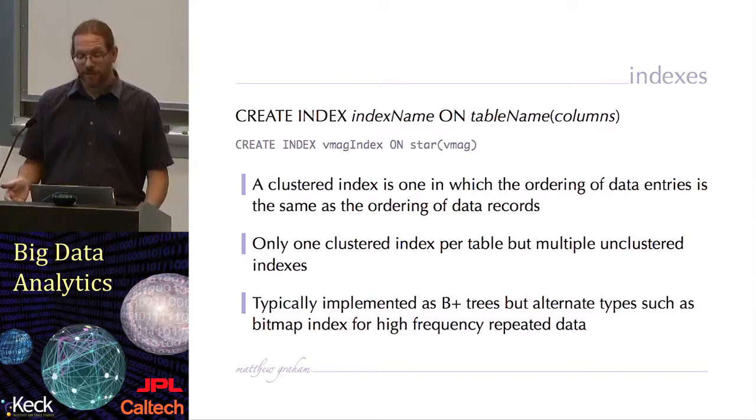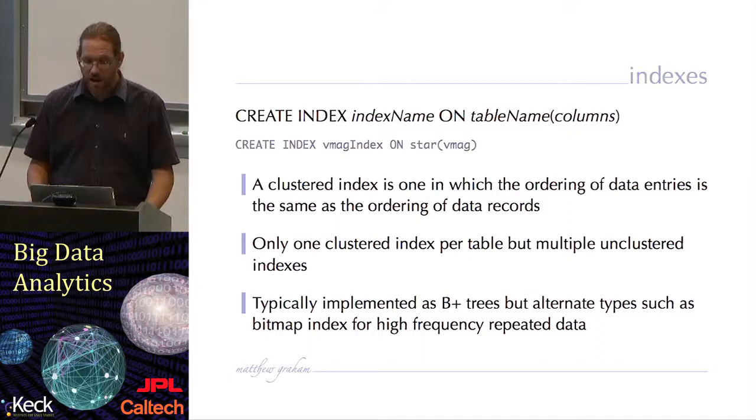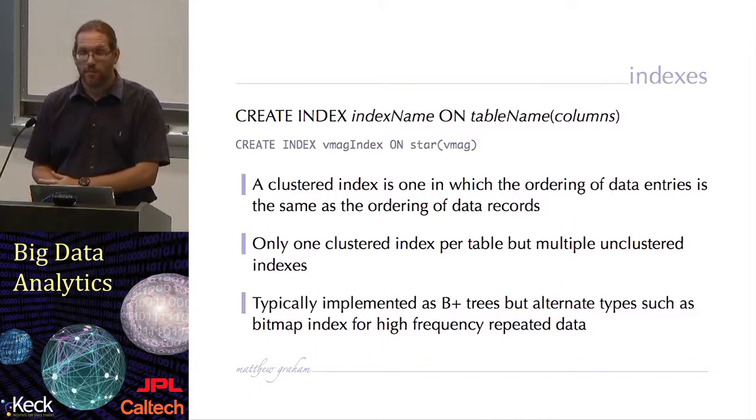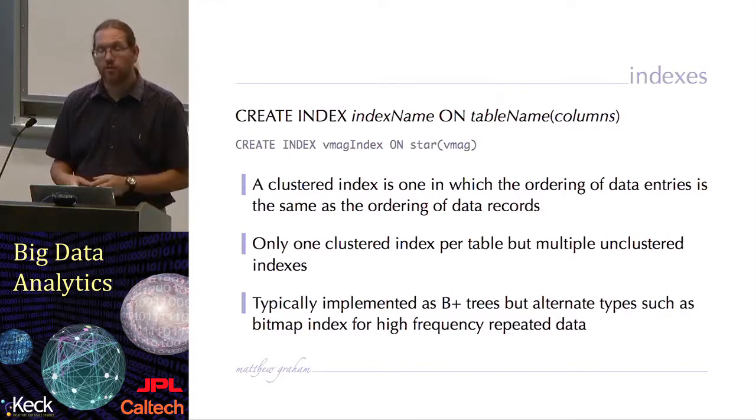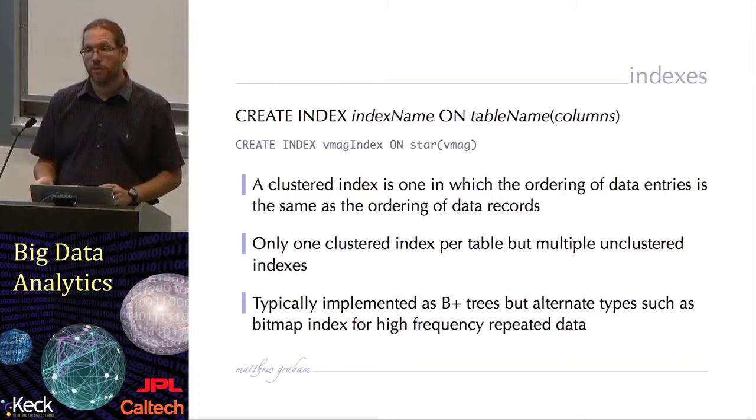They're typically implemented as B+ trees, which are a very efficient data lookup structure, but there are alternate types for implementation depending on the type of data that you're working with and the relational database system that you're using.